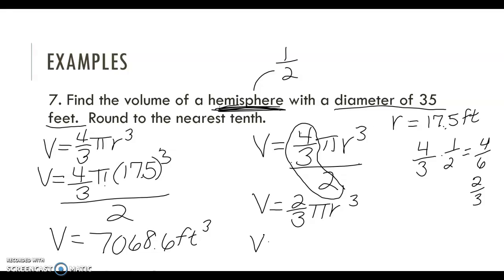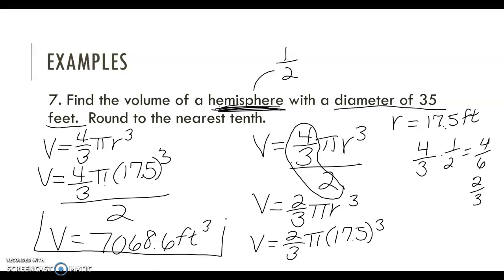So you would get the same thing if I take 2/3 pi 17.5 cubed. I would still get that 7,068.6 cubic feet. And that's how you can kind of work with hemispheres or half of a sphere. And that is all for surface area and volume of spheres.